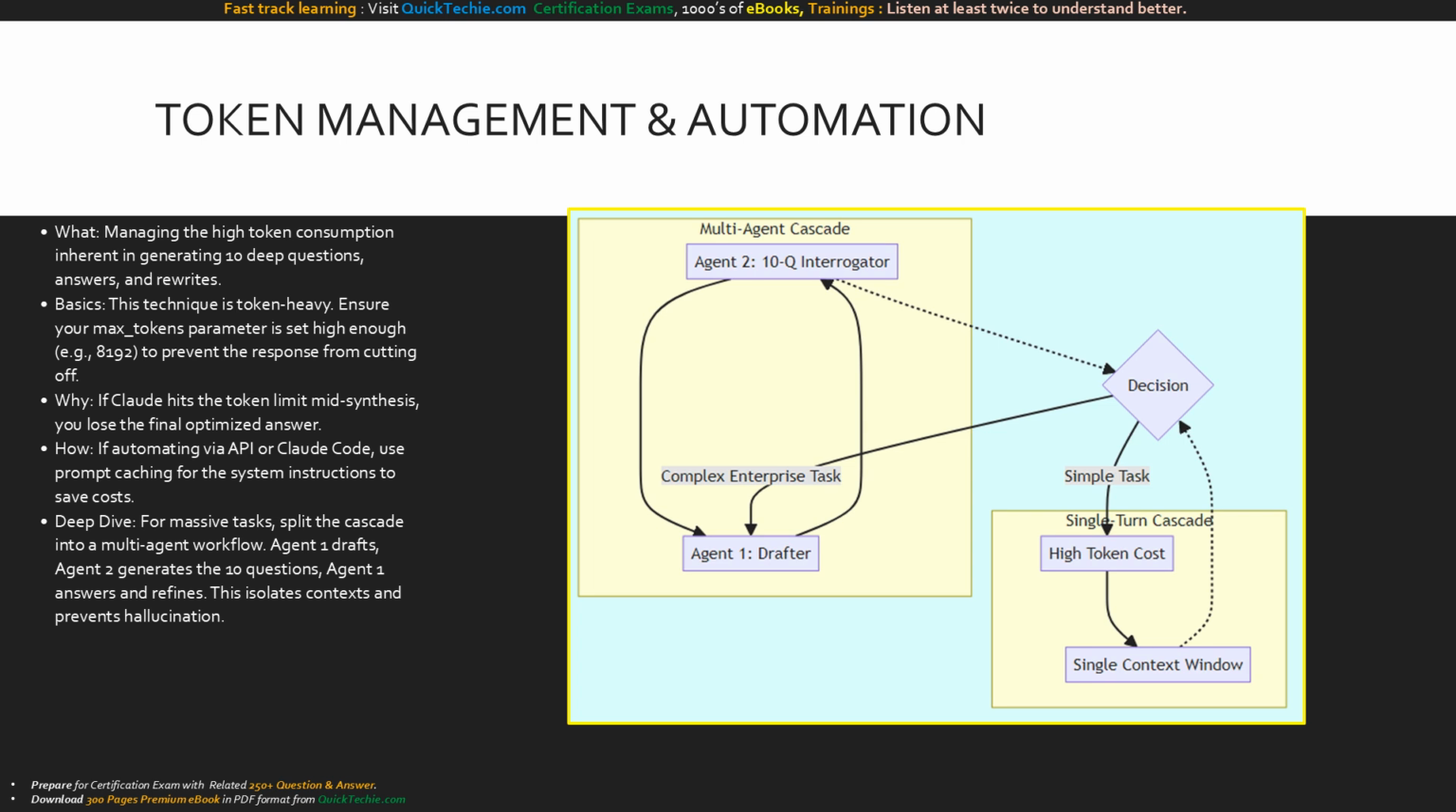How do we manage costs if we automate this? If you are using the API, implement prompt caching for your system instructions. For a deep dive, if the task is truly massive, you should break this cascade into a multi-agent workflow. Agent 1 drafts, Agent 2 generates the 10 brutal questions, and Agent 1 answers and refines. This isolates the context windows and maximizes focus.